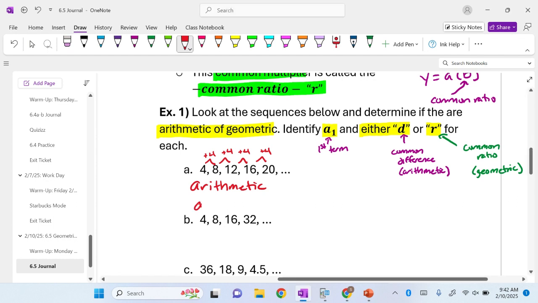Now, what's my A1 value? So what's my first term? 4. Now, since it's arithmetic, am I going to have a D value or an R value? It's D. And what's my D value? So what am I adding to get to every number? 4. So your D value, remember, is whatever number you're adding or subtracting to get to the next number. All right, so that's letter A.